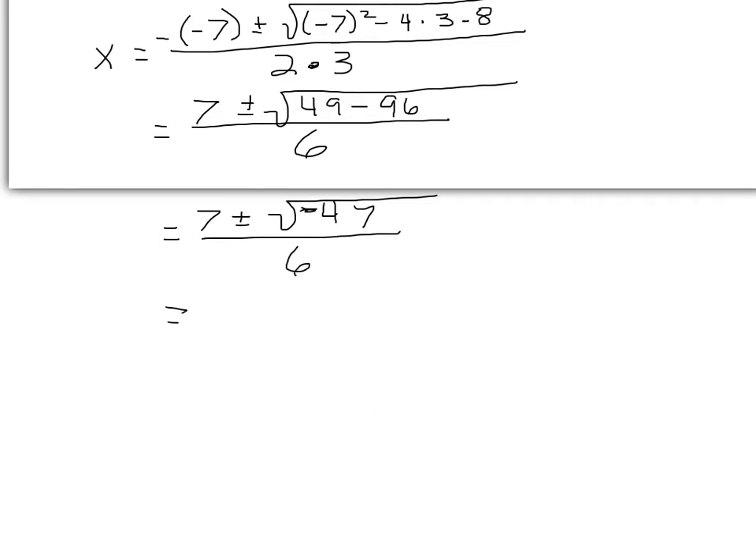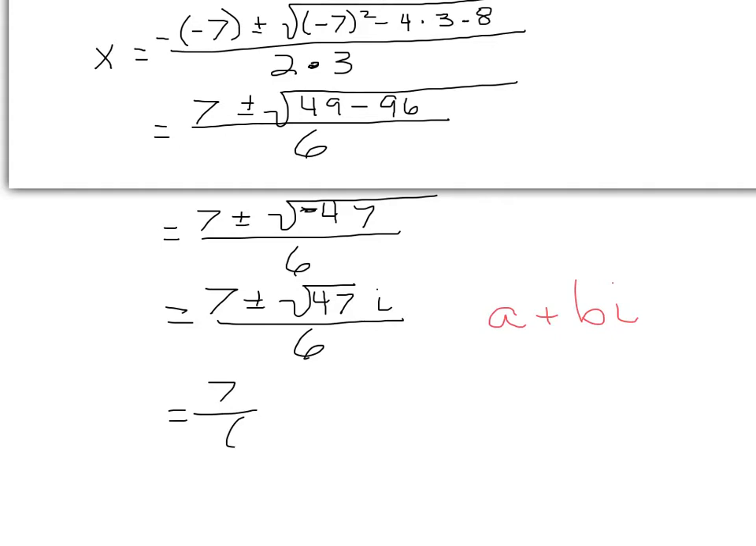So because there's a negative sign under the radical, that's the same as -1, and the square root of -1 is i. So we have 7 plus or minus the square root of 47 i over 6. And you really want to write it in the form of a plus bi. So that's going to equal 7/6 plus or minus the square root of 47 over 6 times i.